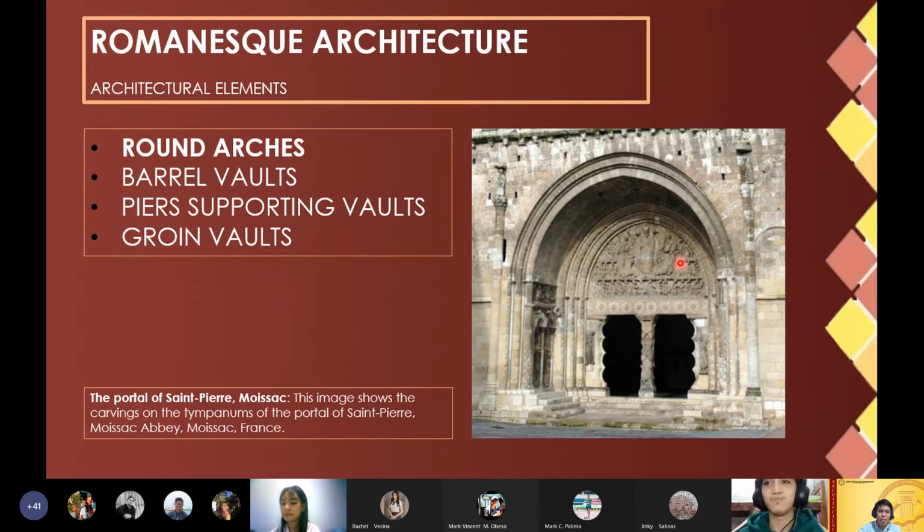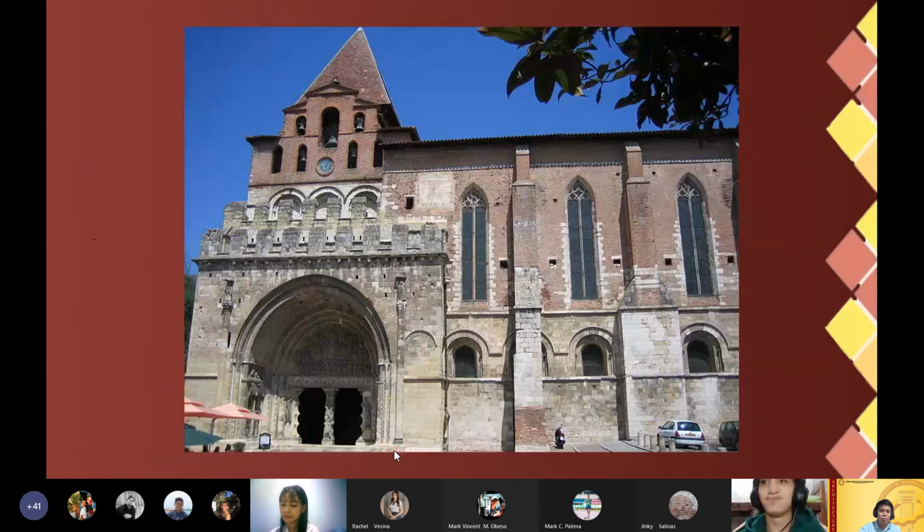So this is its main portal, no? It's like before you enter, this is where you pass. For a specific term, you can call that the narthex there. So the whole view of that church is actually like that, no? So this is what is called round arches right here.